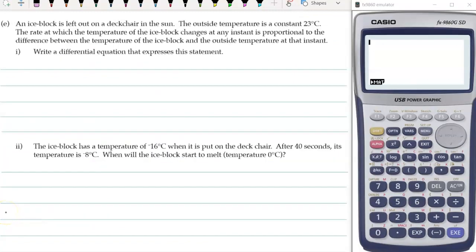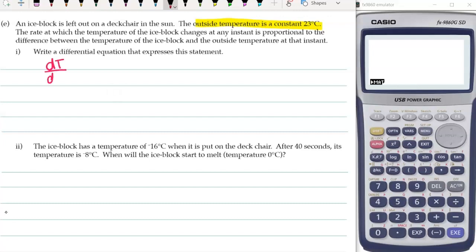For part E here, we have a Newton's law of cooling question, where the rate at which something cools down is proportional to the temperature of the thing and the temperature of the surrounding area. So let's pick out some information. We've got the outside temperature is 23 degrees, and the rate at which the temperature of the ice block is changing we write as dT by dt.